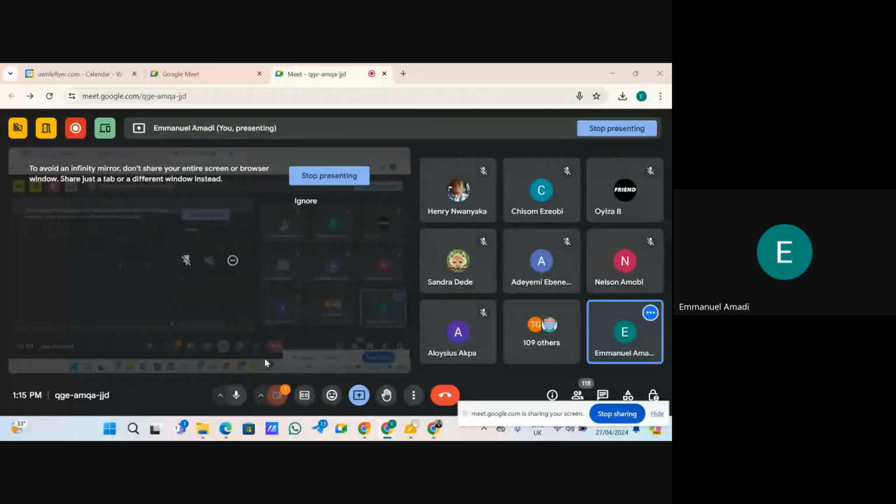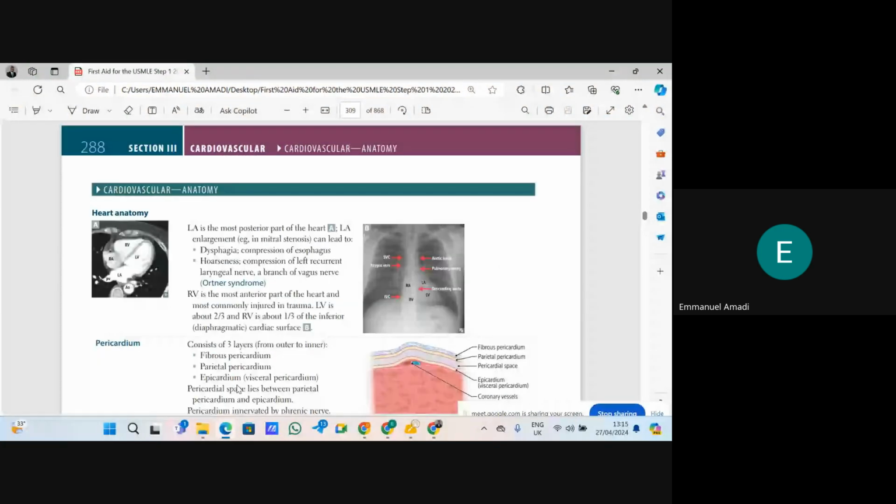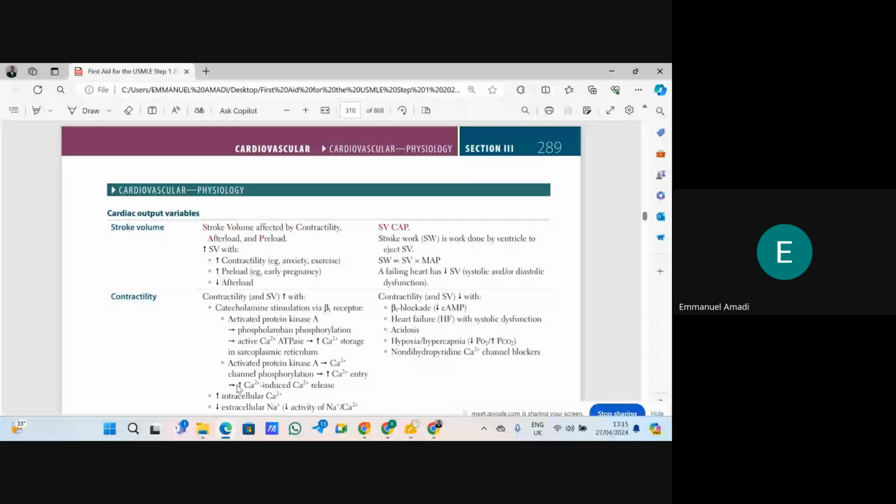All right, let's start the cardio. So this is the anatomy, this is the physiology. This is where the anatomy ended. So this is where the physiology started. Now, there are two physiologies that are very tricky in the USMLE pathway. That is respiratory physiology and cardiophysiology. But in all honesty, of these two physiologies, the respiratory physiology is the most tricky.